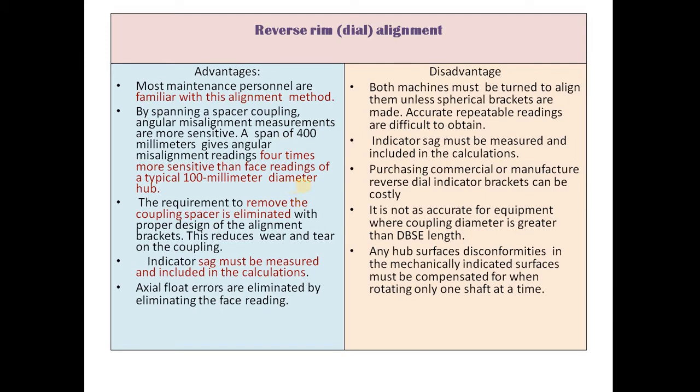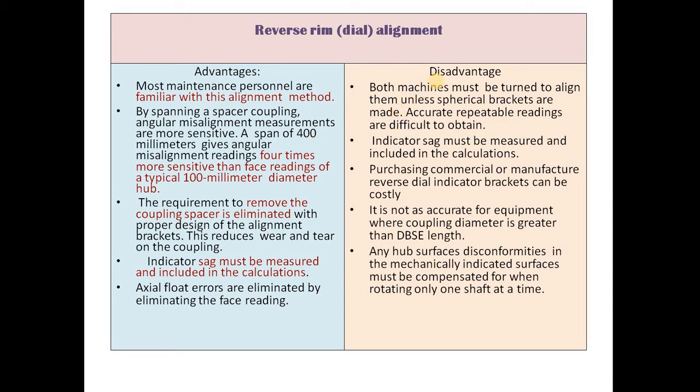Here, for taking the reading, we can eliminate the removal of the coupling spacer. Sag, no doubt, we have to measure, and for axial float, there is no need of putting 2 dial gauges axially. The axial float should not be any problem for this type of alignment method.